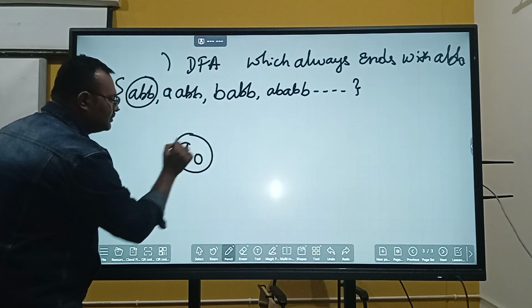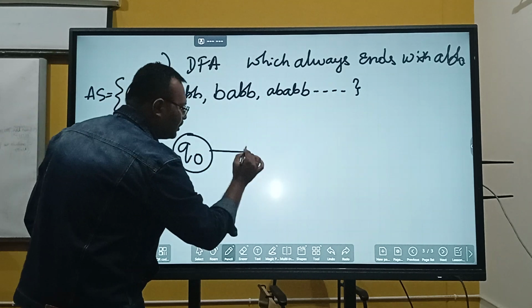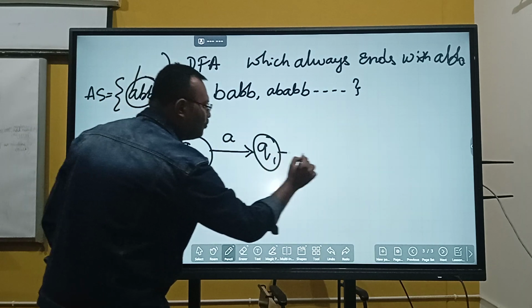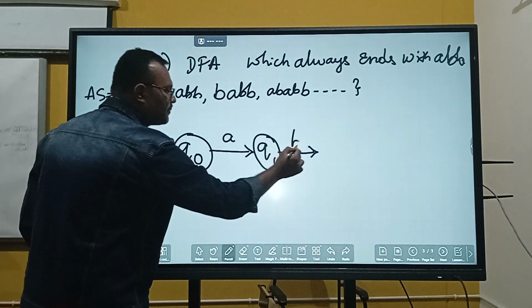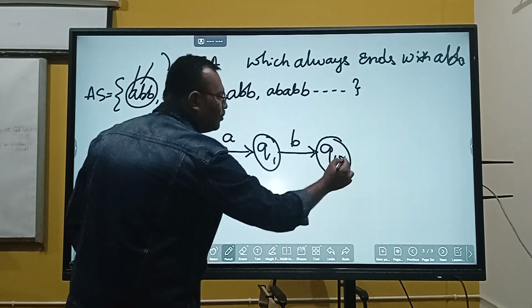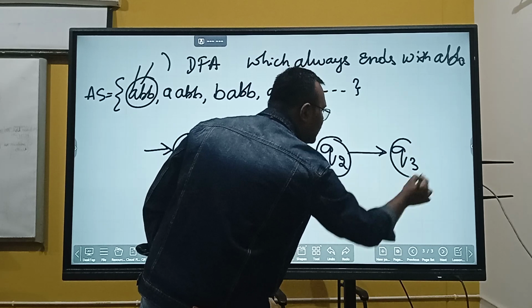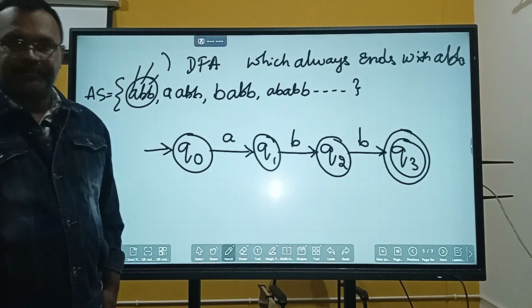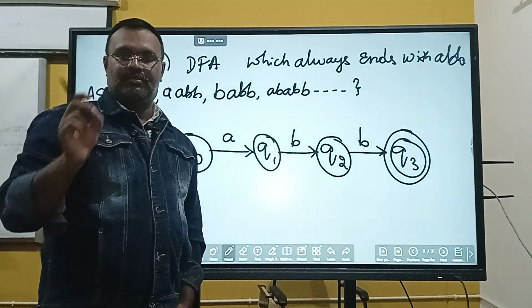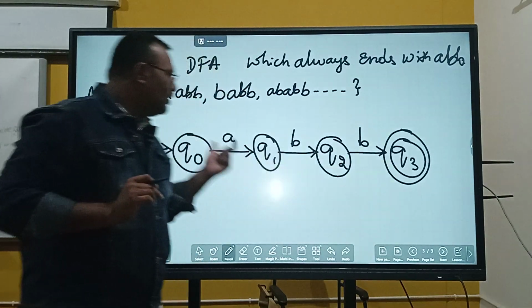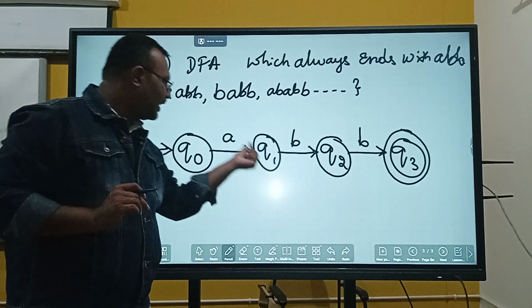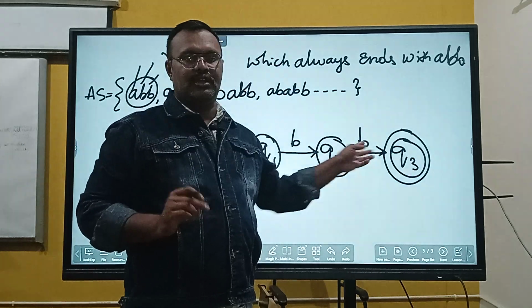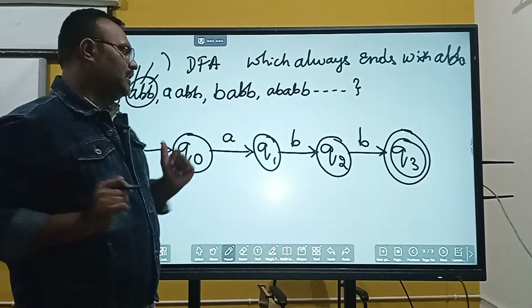I will start from the state Q0. From Q0, the first symbol we have is A, and then I have Q1. From Q1, I am going for the second symbol, which is B. Then we have Q2. From Q2, we go to the state Q3 on the other symbol, B. This is the skeleton DFA. The minimum string to be accepted was ABB. From the first state to the second state I take A, from the second to the third state I take B, and from the third state to the last final state I take B. So we are ending with ABB.